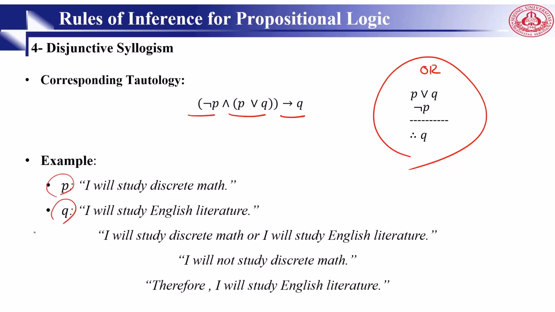Example here, P and Q. Suppose P is I will study discrete math. Q means I will study English literature. I will study math, so this is P, or this is Q, right?